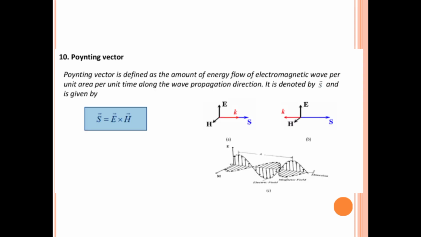The last one is the Poynting vector. It's a very important definition. It is defined as the amount of energy flow of an electromagnetic wave per unit area per unit time along the wave propagation direction. It is denoted by S vector and is given by S vector equal to E vector cross H vector. Here E is the electric field and H is the magnetic field. In this figure we have shown how the Poynting vector is directed and how the electromagnetic waves propagate according to it. So we are clear about these theorems and laws which are used to derive the Maxwell equations. Now we can move to the Maxwell equations.